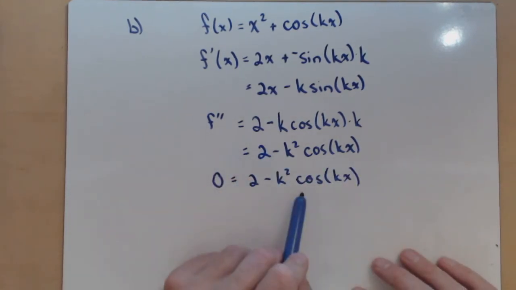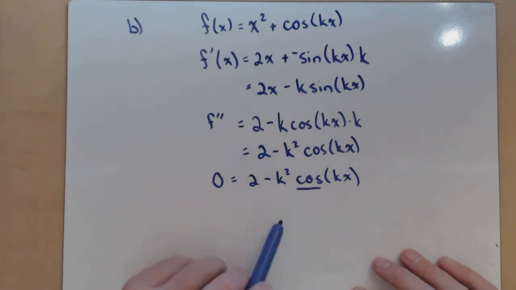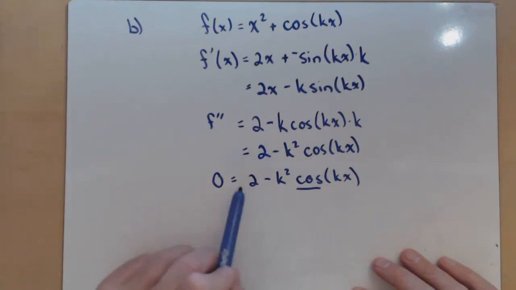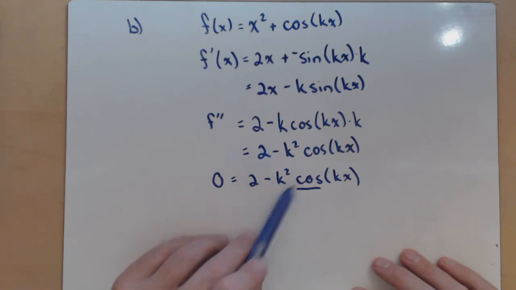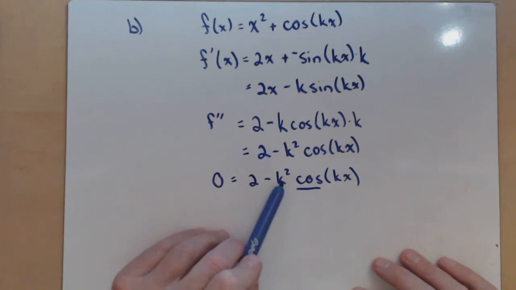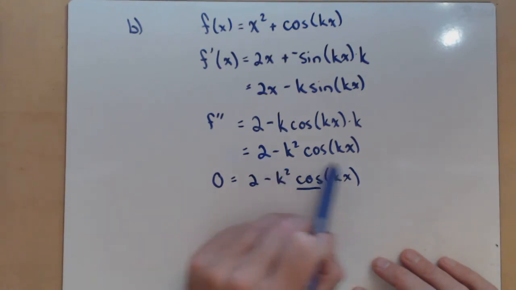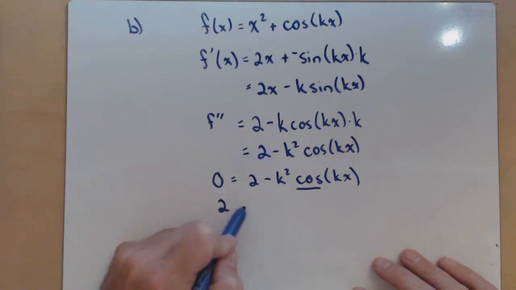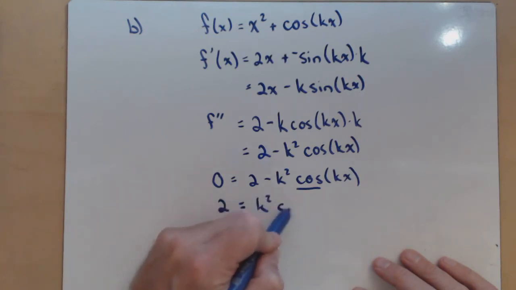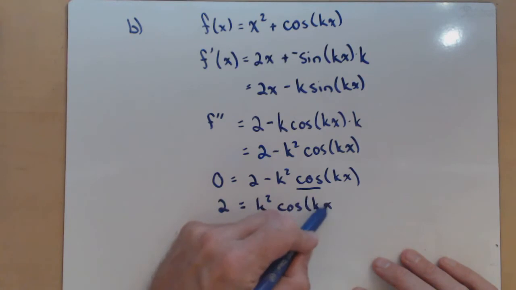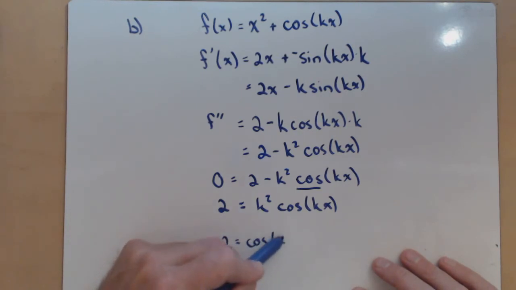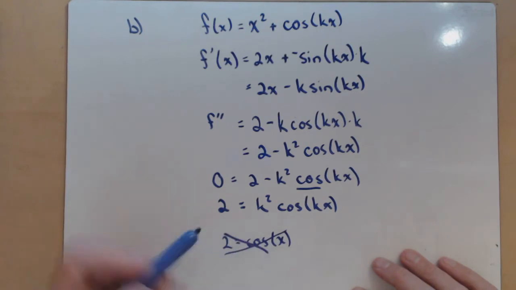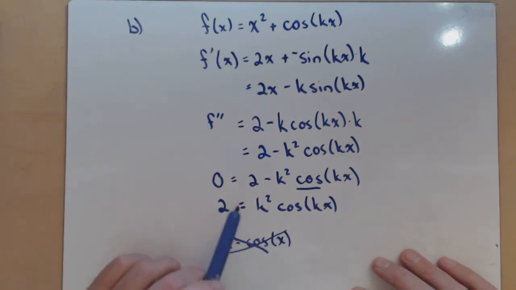Now, here's something important to remember. Cosine is never going to be any bigger than 1, right? So we have 2, and we're subtracting off k squared. Now, the only way to get this to be 0 is to have this be the same size as 2. In other words, 2 has to equal k squared cosine of kx. So, for instance, if k is 1, we end up with 2 equals cosine of x, which is not a true statement, hence why we have no inflection points.